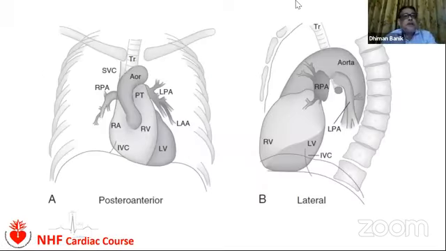These are the diagrammatic pictures of the chest radiograph in a frontal view, that is a PA view, and in lateral view. In the PA view, the more anterior part is formed by the right ventricle, and laterally the LV. In case of lateral view, the area close to the sternum is the RV, and the area close to the vertebral column is the LV, and these are the pulmonary vessels in the lateral view.